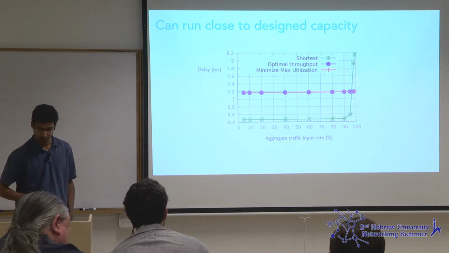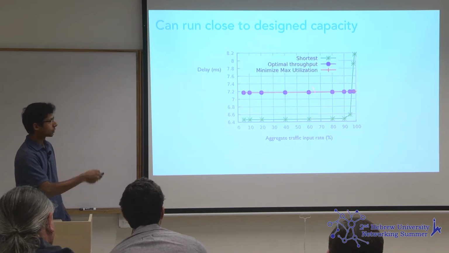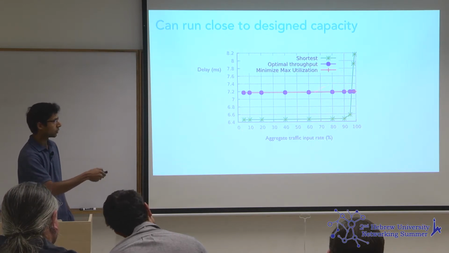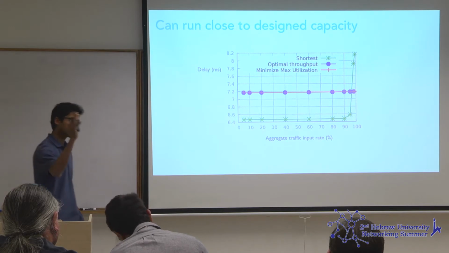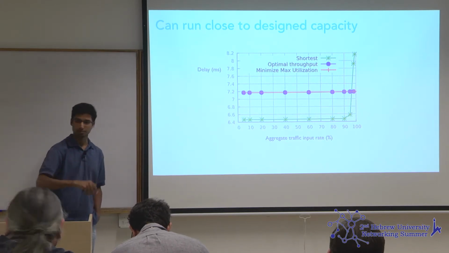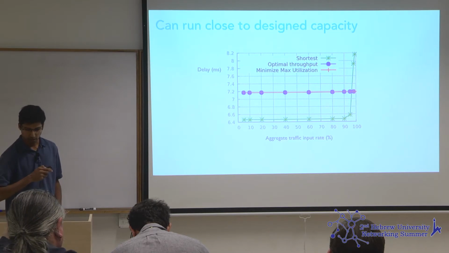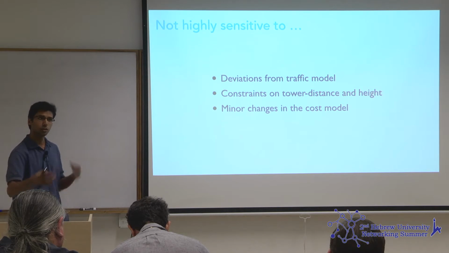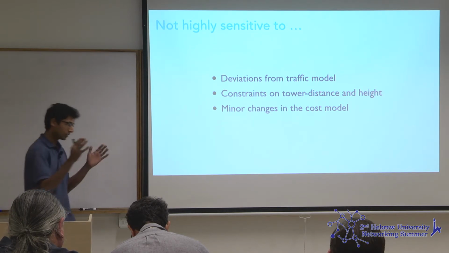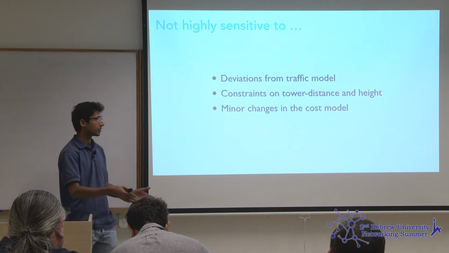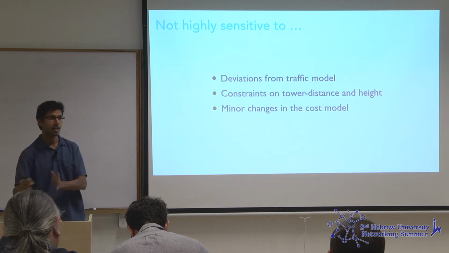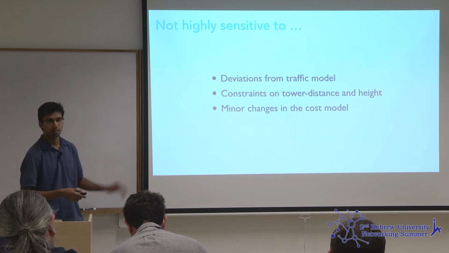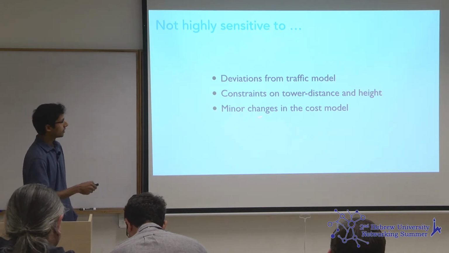And this was brought up earlier as well. You can run this network pretty close to its design capacity as long as you keep the load under, say, 90% or so. The delay doesn't increase much. So you don't get killed by congestion is the essential point here. This analysis is also not highly sensitive to deviations from these traffic models. So we have tried adjusting the traffic matrices. You design the network with a certain traffic matrix in mind, and then that traffic matrix is off by 20-30%. The general results still hold.